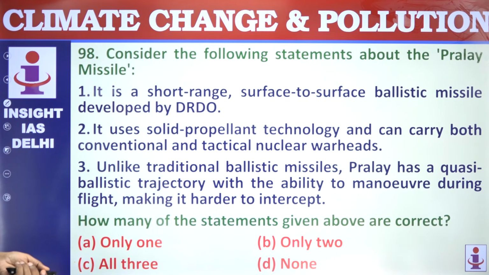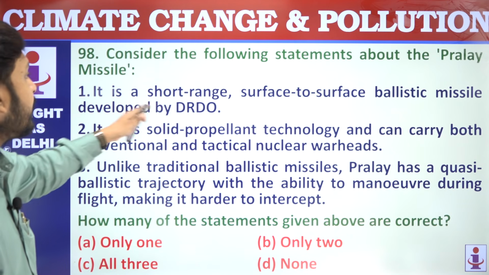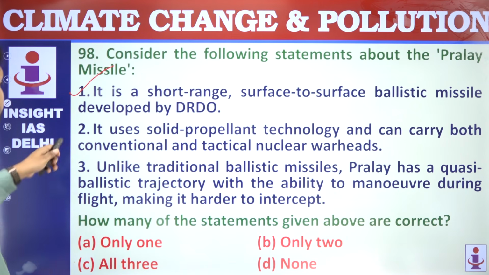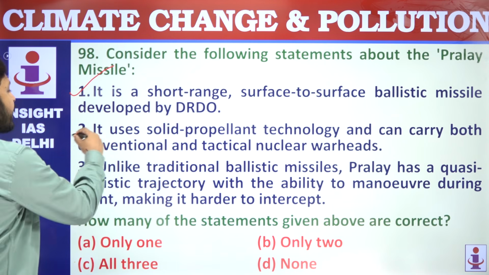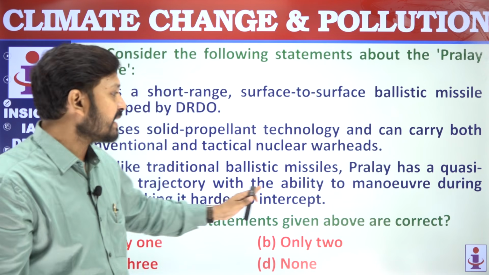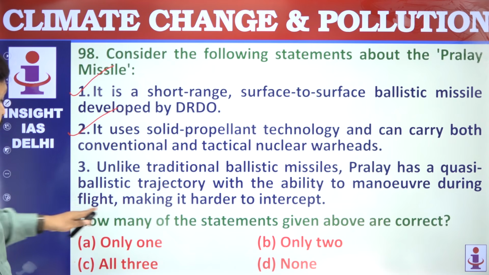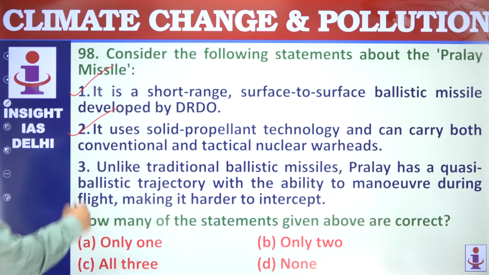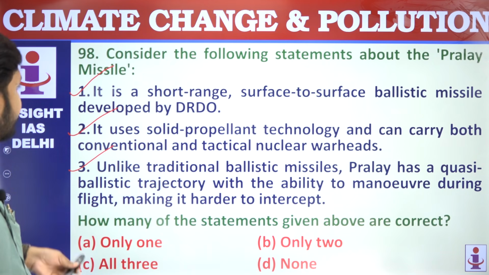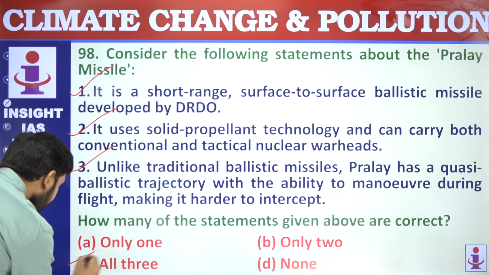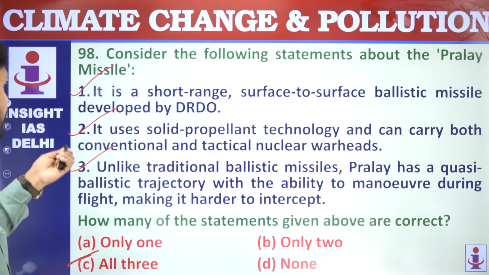Next one. Consider the following statements about the Pralay missile. It is a short-range surface-to-surface ballistic missile developed by the DRDO. This is the right statement. It uses solid propellant technology and can carry both conventional and tactical nuclear warheads. This is also a right statement. Unlike traditional ballistic missiles, Pralay has a quasi-ballistic trajectory with the ability to maneuver during flight, making it harder to intercept. Yes, this is also the right statement. All 3 are right in this case, and they're asking for the correct options. So C is the correct option because all 3 are there.